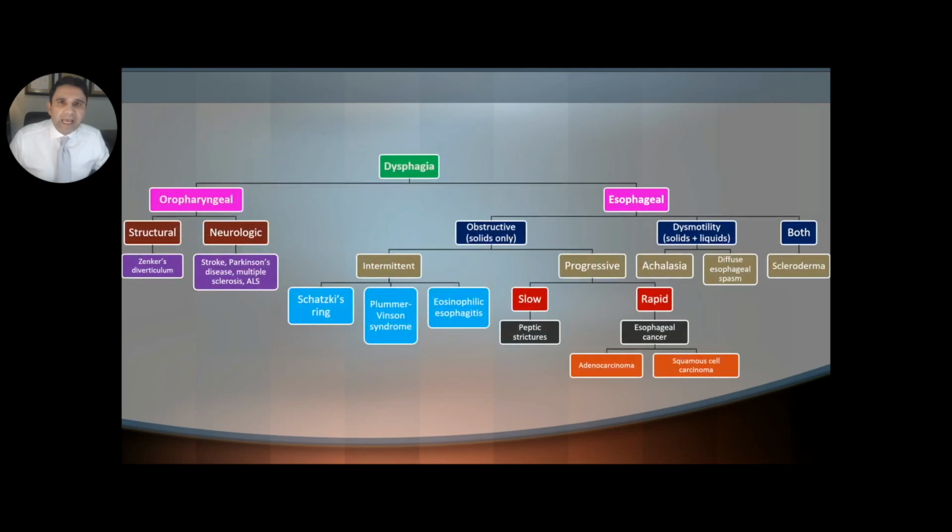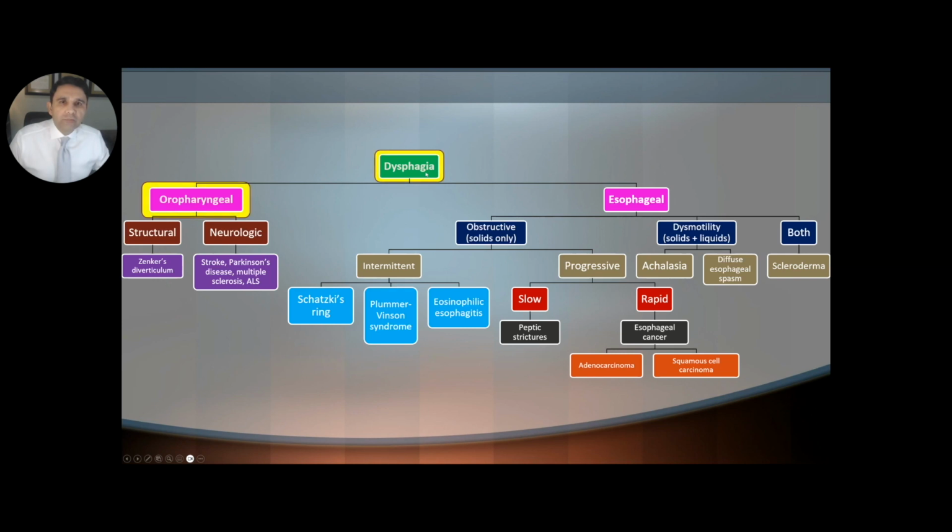So this is my algorithm that I actually have created especially for this course, and this algorithm is dealing with the topic of dysphagia, and we are going to go through it in extreme detail.